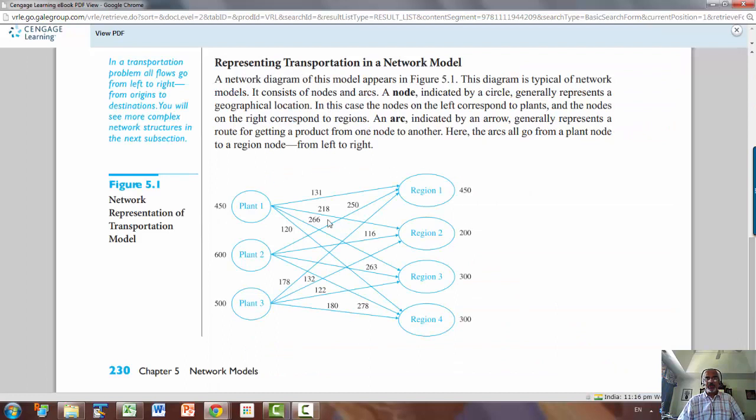So here is a network, and here are the circles. There are 7 nodes. These 3 nodes are origin nodes, and we have capacities, and these 4 nodes are the destination nodes, the regions, and the demands are given here. And the arrows indicate the transportation path available going from each plant to each of these regions. Suppose if a plant cannot supply to any particular region, then you will not have an arrow connecting that plant to that region. The numbers that you see are the transportation cost per unit. Now our task is to set this up in Excel and run solver to find the optimum shipping plan. Here the optimum shipping plan would be one that minimizes the total transportation cost.